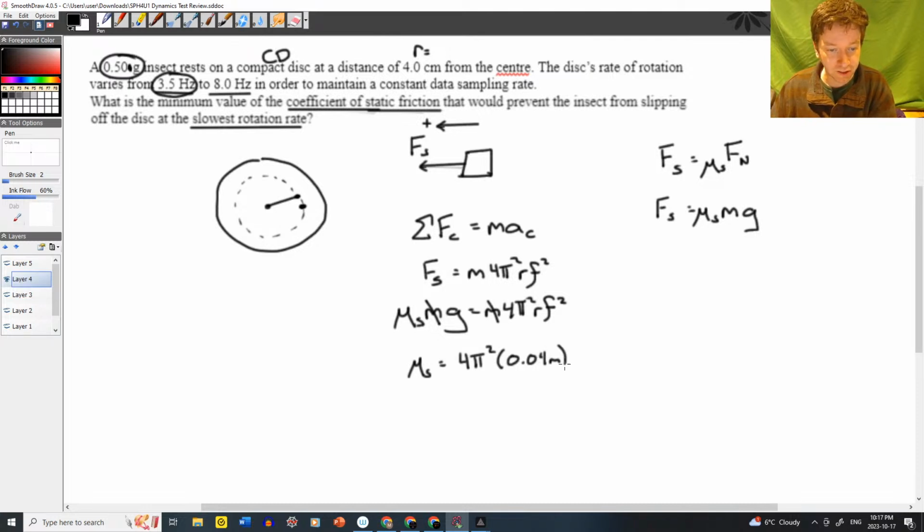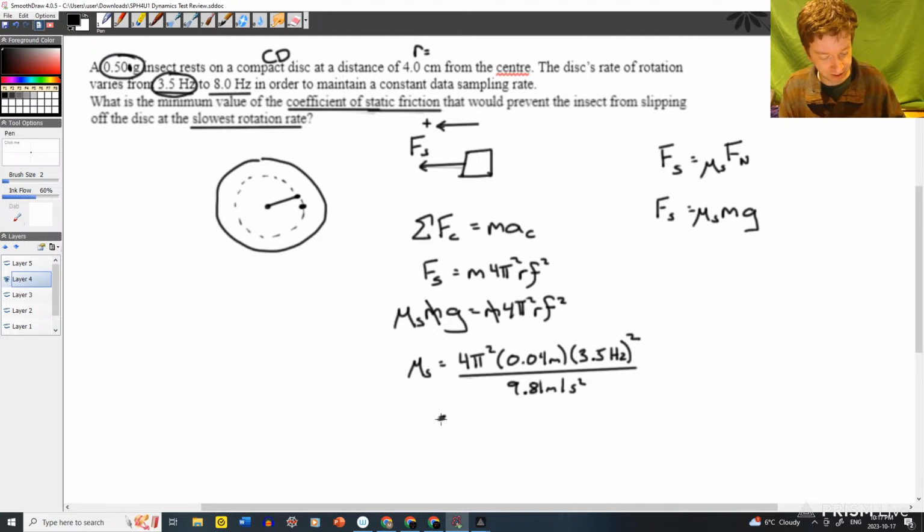0.04 meters times our frequency, which is 3.5 hertz. Don't forget to square it. I get a lot of students that forget squares. And then we divide all of that by our 9.81 meters per second squared. Okay.